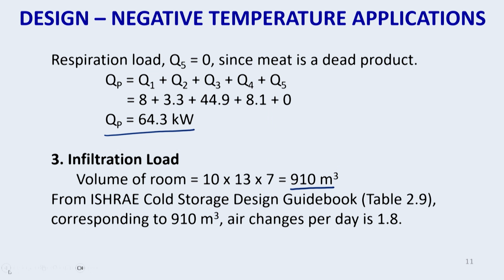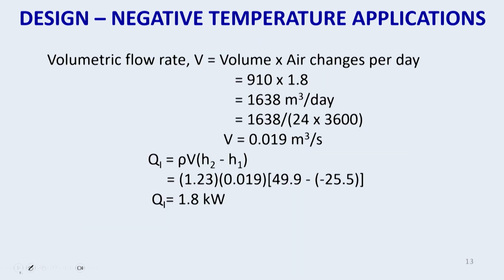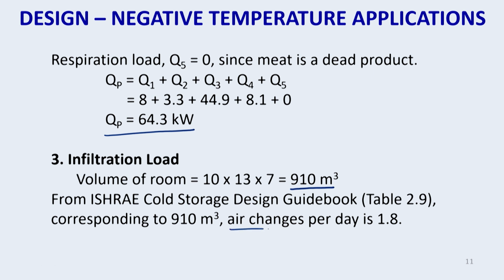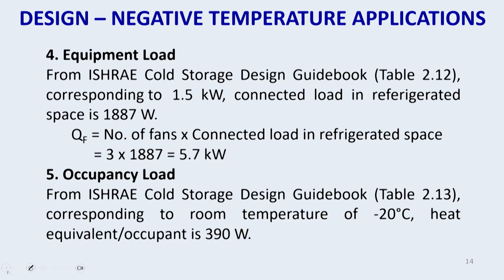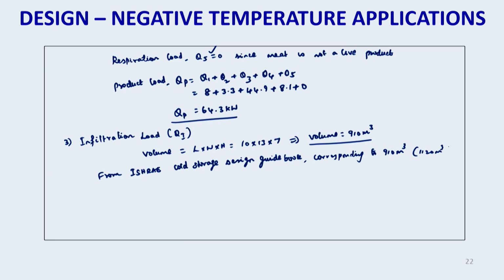That's what I have written here. Table number 2.9, corresponding to 910 meter cube. Since we don't have 910 meter cube, the nearest value is 1120 meter cube in the table. The air changes per day is 1.8.